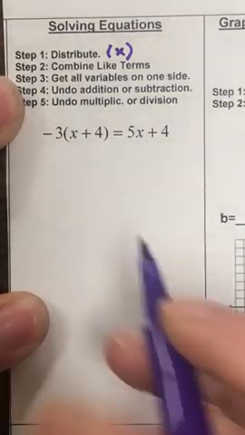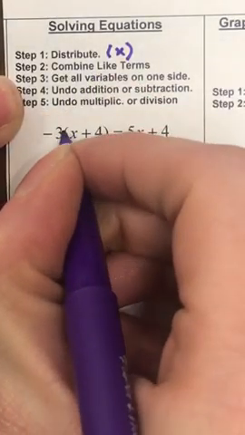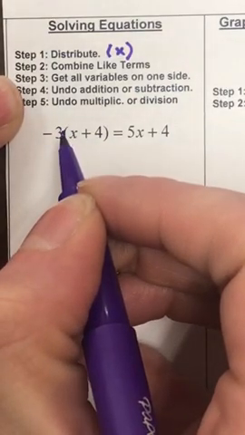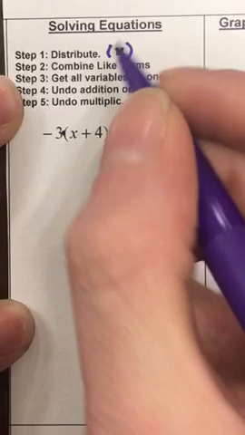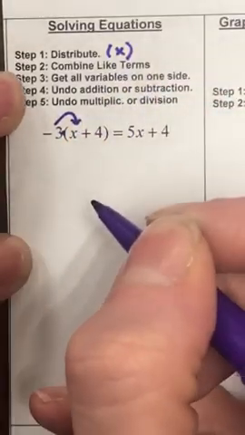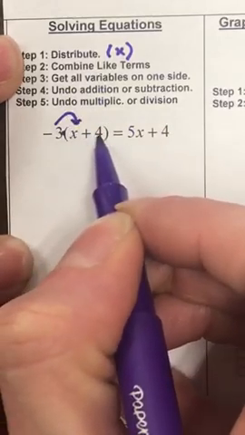Now, you'll only need to do this if you see a set of parentheses with a number right outside of it and nothing in between the parentheses and the number. If there's nothing there, there's an understood multiplication sign. So I'm going to multiply, that's what distribute means, this -3 times each of the terms inside of the parentheses.